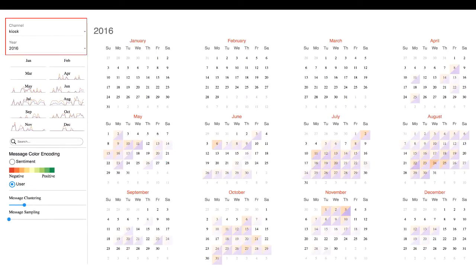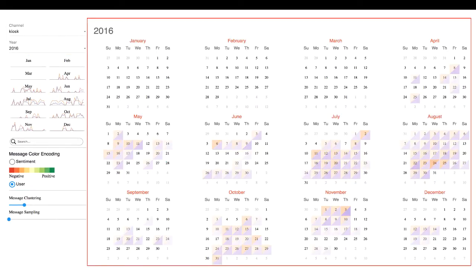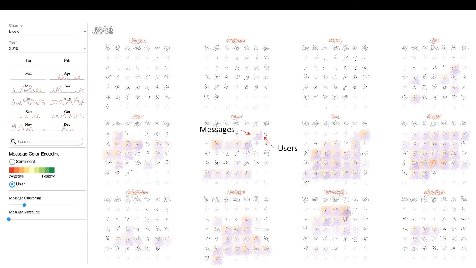When a user selects a channel and a year, the year view appears to show the raw activities of a team in 1 year. The year view uses heat maps to reflect daily team activities. We divide each cell along the diagonal into 2 triangles to encode 2 important quantities: the volume of messages in orange and the number of participating team members in purple.